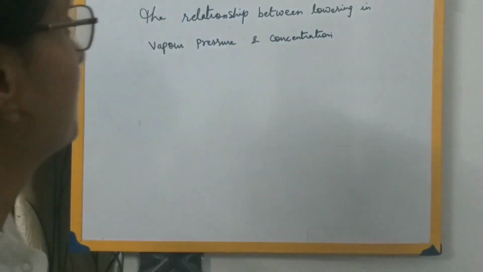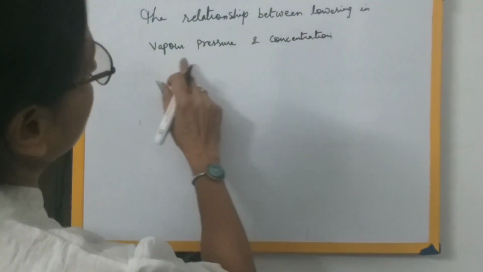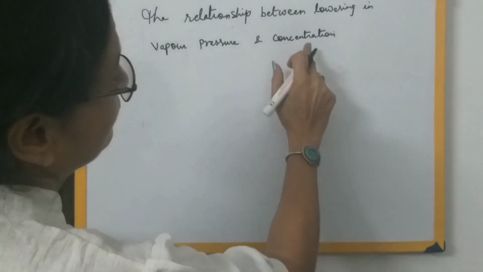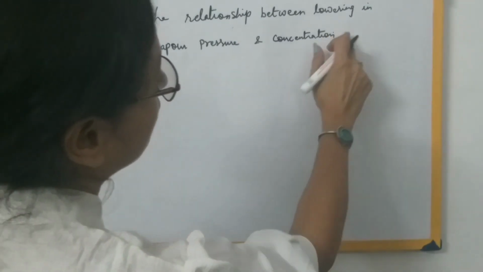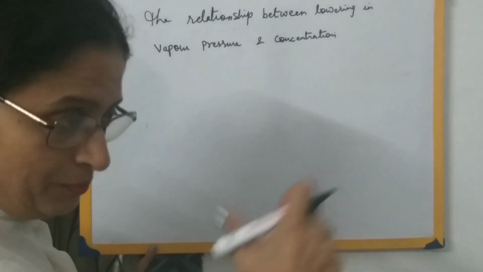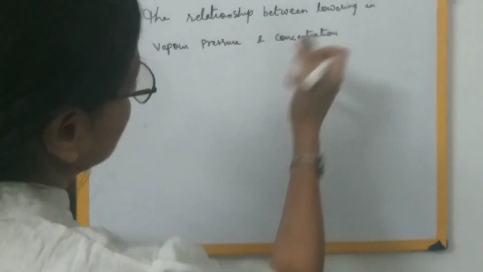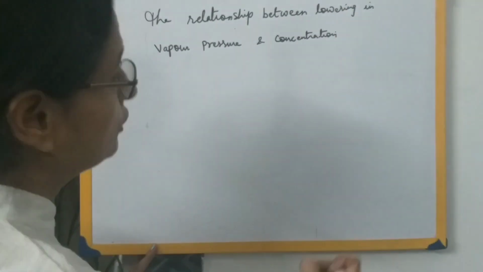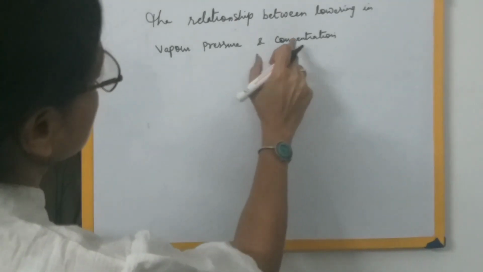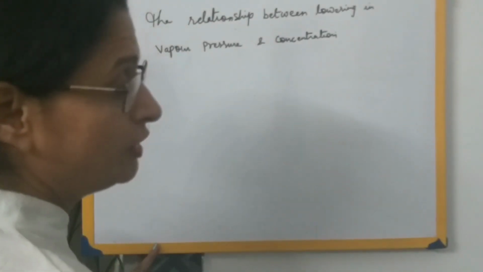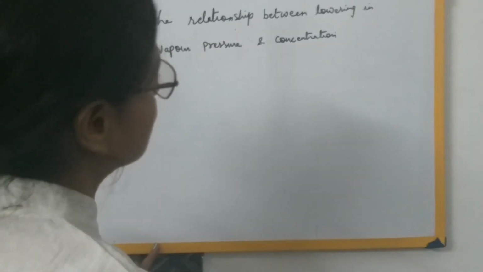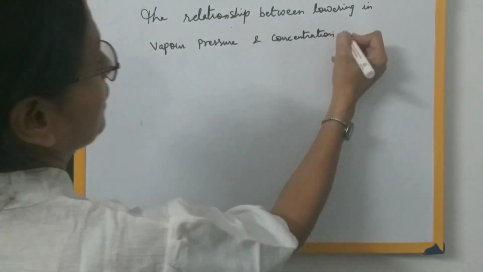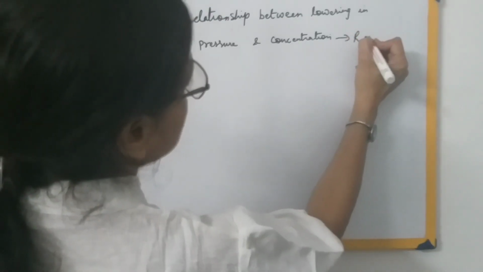Okay, so the relationship between the lowering of vapor pressure and concentration. When we say concentration, we are dealing with the mole fraction. In the previous video I told you what we mean by mole fraction. So concentration means the mole fraction over here. The relationship between the lowering of vapor pressure and concentration is given by the scientist Raoult, and the law is called Raoult's law.